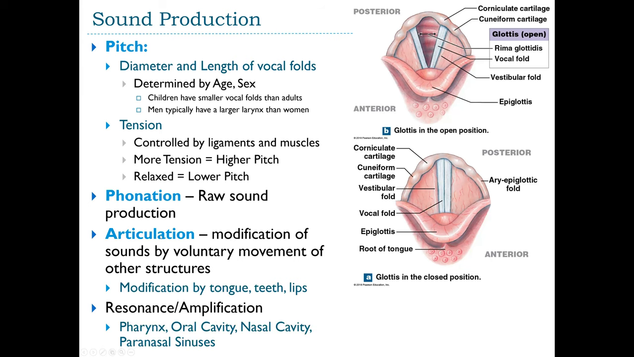And then the sound can be further resonated or amplified by the openings within your respiratory system, so the pharynx, the oral cavity, the nasal cavity, and even the paranasal sinuses can all add amplification and resonance to the sound that is coming out. And this is why your voice will sound different when you have a cold, for example, when your nose is all stuffed up with mucus. Your voice sounds different because you're having a different level of resonance or amplification. And then laryngitis is when you have an infection or an inflammation of the larynx, which can cause hoarseness or a complete loss of your voice.